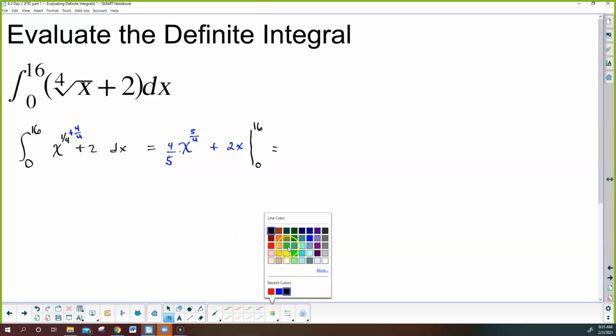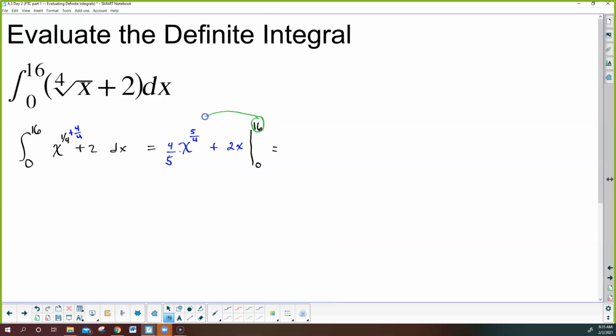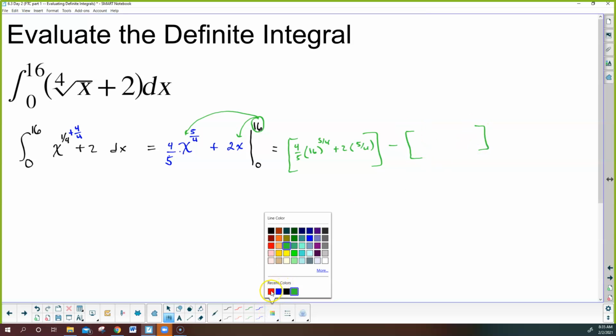The thing you have to be aware of is we always take the upper bound first, and it's going to go into the x wherever there's an x. In this case, we have 2 spots for that. Right? So we've got the upper bound, and I'm going to put 16 in for x in both spots. And then we're going to subtract whatever the lower bound is. The lower bound is at 0.